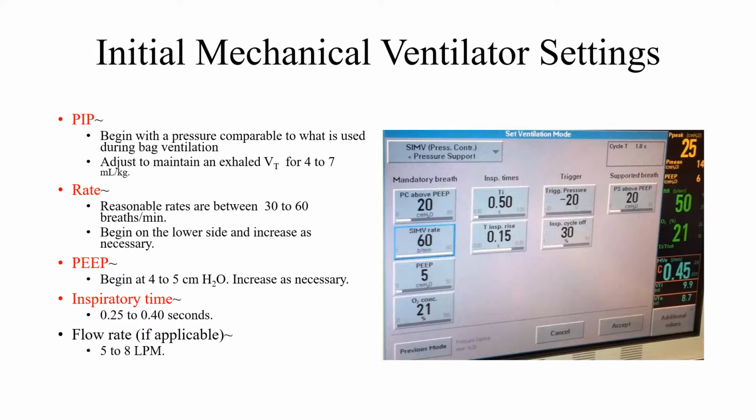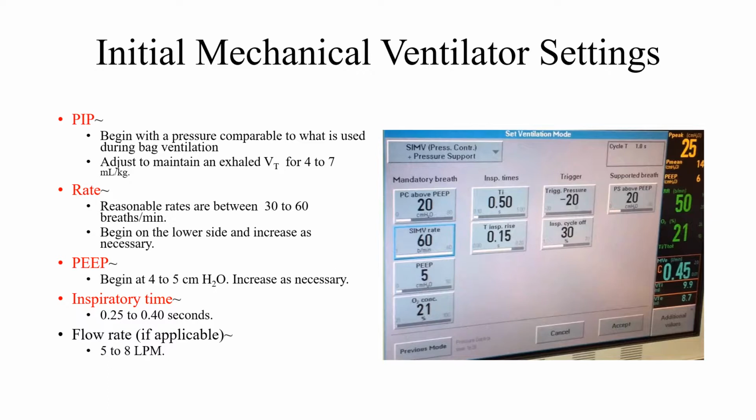Our rate, we want to keep our rates reasonable, somewhere between 30 to 60. We always want to start on the lower side and then only increase as necessary. So if your patient starts off with a respiratory rate of 80, which is super high obviously, we'd start at 30, and by supporting 30 of those breaths with pressure, we should see their respiratory rate come down.